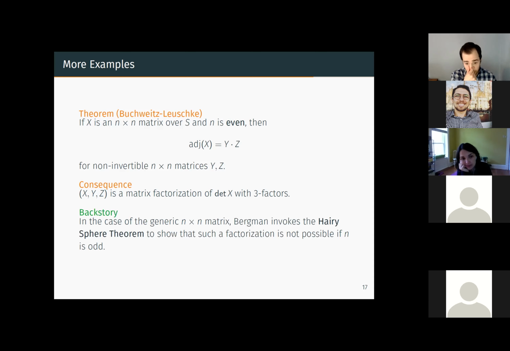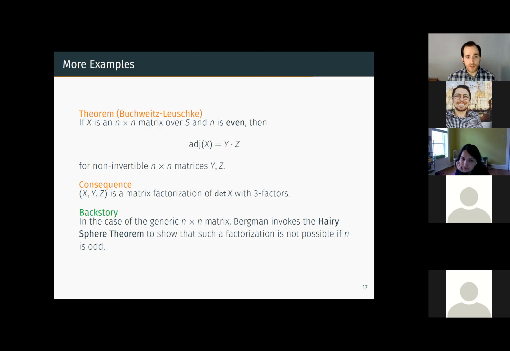But a tiny bit of backstory about this is that the question of whether this was possible was originally posed by Bergman, if you could factor the adjoint of the generic matrix. And in his paper, he actually shows you can't when n is odd. And somehow this involves invoking the Hairy Ball theorem, which is kind of wild to me and unexpected. And so he showed that you couldn't when n was odd, and then conjectured whether you could or couldn't when n was even. And Buchweitz and Lusky went and showed that you could whenever n is even, which is pretty wild. Probably bigger than or equal to 4 or something like this as well.